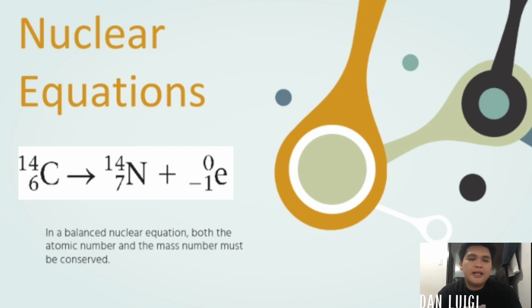Now, in a balanced nuclear equation, both the atomic number and the mass number must be conserved. So both of them must be equal and balanced. If there is a serious imbalance in the proton to neutron ratio, either too few or too many neutrons, a nucleus will undergo a nuclear reaction to make the ratio more favorable, and the nucleus will be more stable.